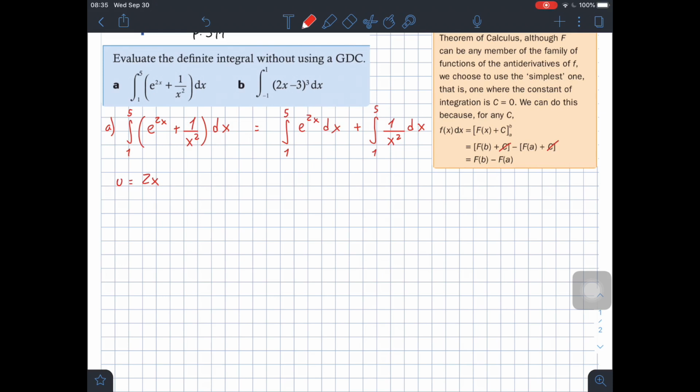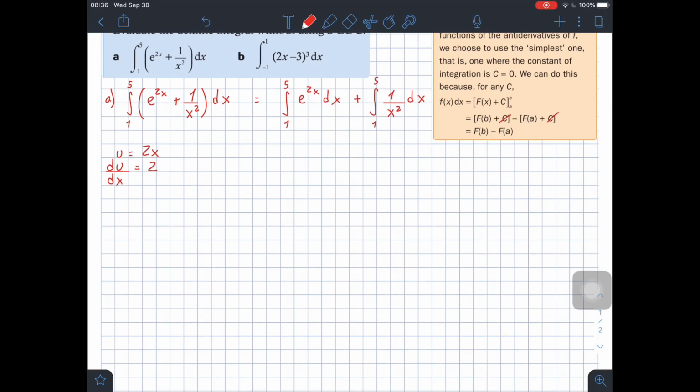So if u is 2x, then the derivative of u with respect to x would be 2. That means that du divided by 2 is equal to dx, okay? So if I apply these changes to my integral, we would have that this is equal to the integral of e to the power of u times, and instead of dx, we're going to write du over 2. So times du over 2.